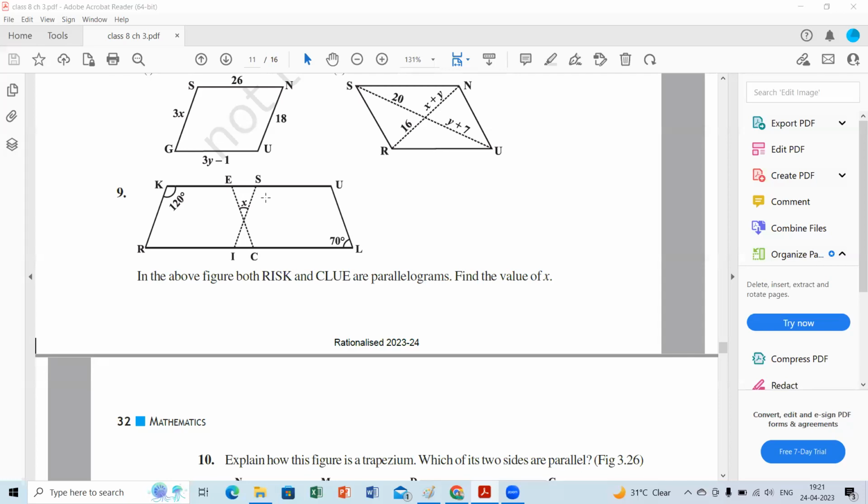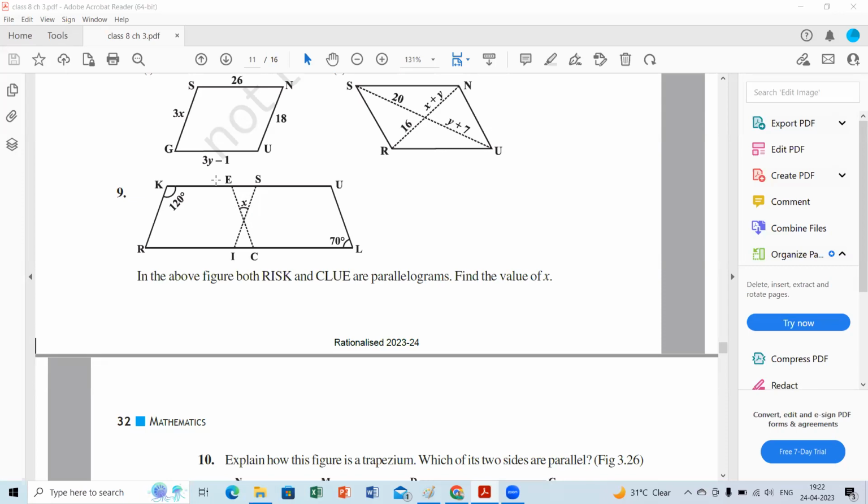And X is by the angle sum property. 70 plus 60 is 130. 180 minus 130 is 50. So X is 50 degrees. Of course, if you take triangle OES, this is the angle sum property. You can use 70 plus 60 plus what angle makes 180?